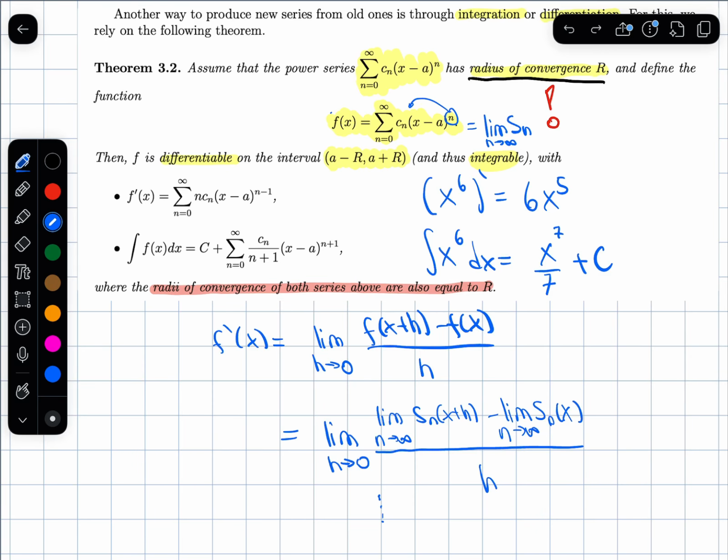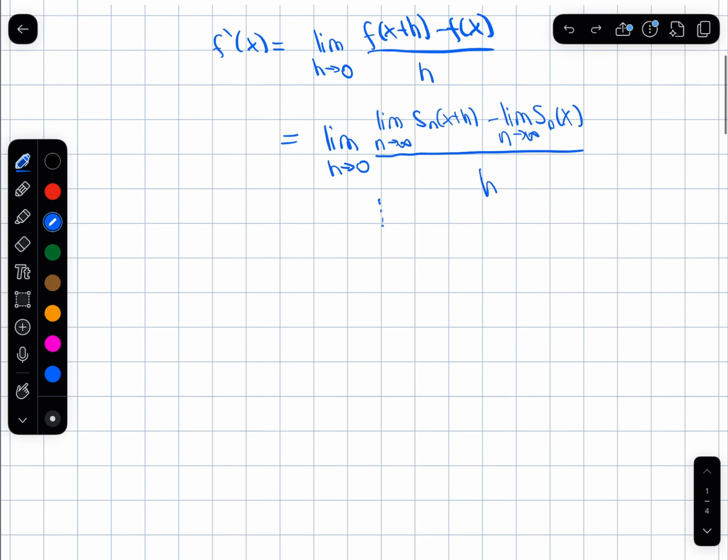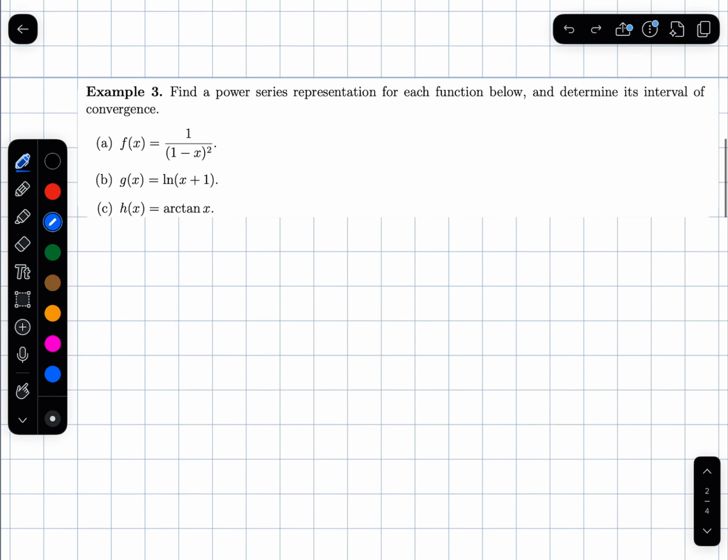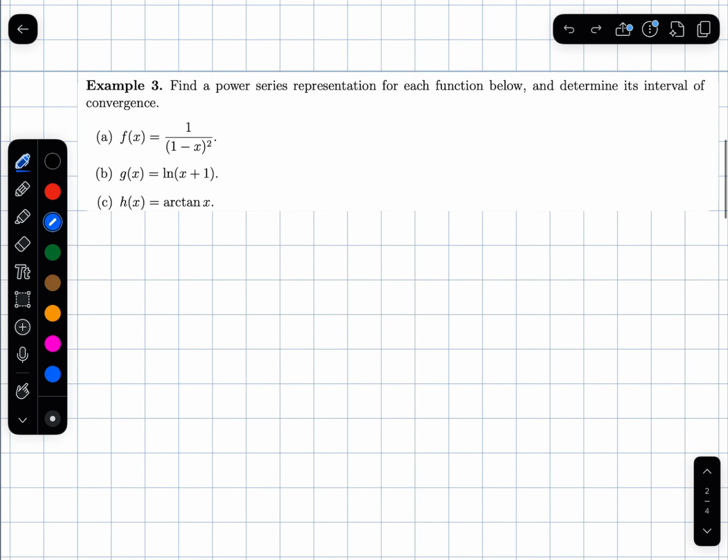Let's go ahead and check it out through a few examples at the bottom there. I have a couple that I separate for us to work on. So 3a is asking us to find a power series representation for each of the following functions and to determine its interval of convergence. Again, our starting point is always the known series. Let's work with a first.